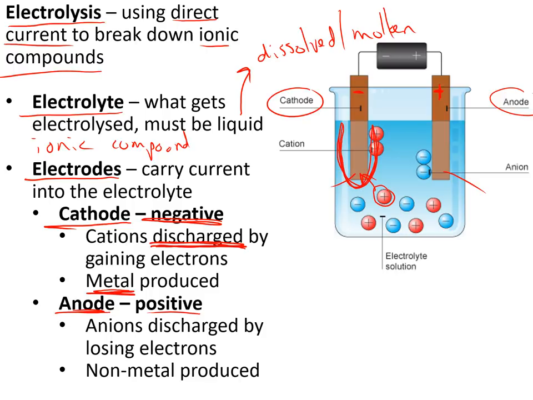Now, at the anode, because the anode is positive, negative ions will be attracted to it. Okay, and again, they will be discharged. They will lose their charge, and they do that by losing electrons, and that produces a non-metal. And normally, the non-metal is in a gaseous form, so normally at the anode, we'll get bubbles of oxygen gas or chlorine gas or bromine gas or something like that.